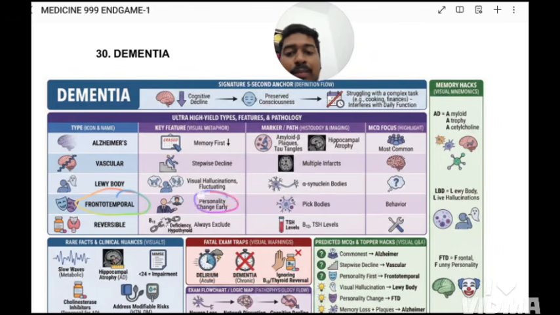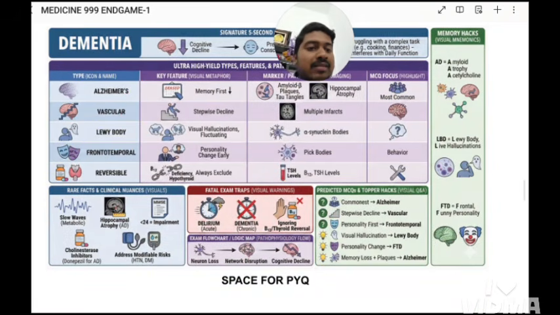Fourth is frontotemporal, where there will be early personality change. Now remember, the frontal lobe is the seat of personality. So whenever there is alteration in the frontal lobe, there will be personality changes, and here you'll find something known as Pick bodies, and here it will be altogether a behavior issue. And last we have reversible causes of dementia, such as hypothyroidism and B12 deficiency. So you'll do these tests, and these are reversible causes. So mainly you have 4 causes, out of which the most important is Alzheimer's, then Lewy body, then vascular, then frontotemporal. So there shouldn't be any confusion regarding this.